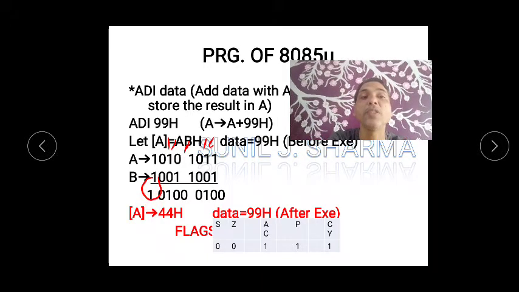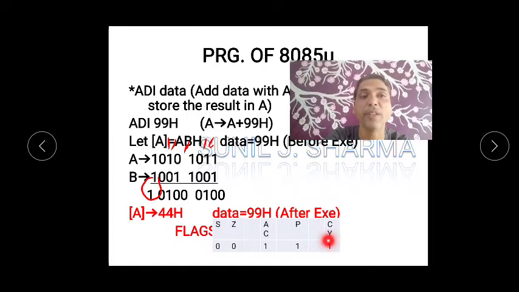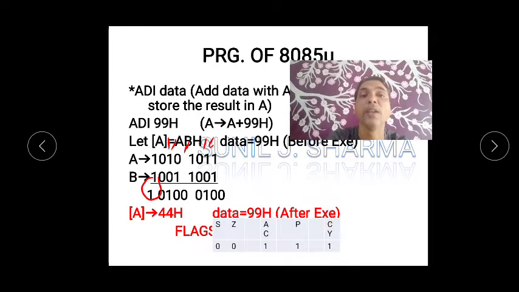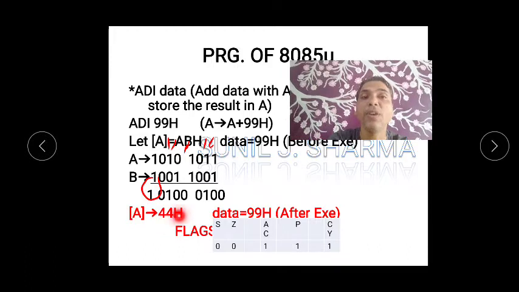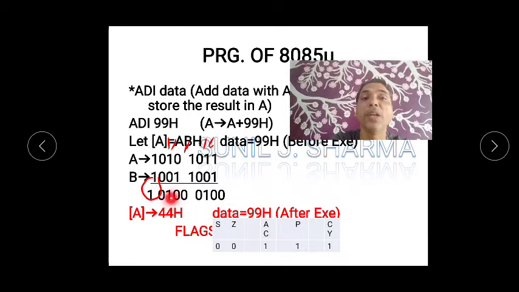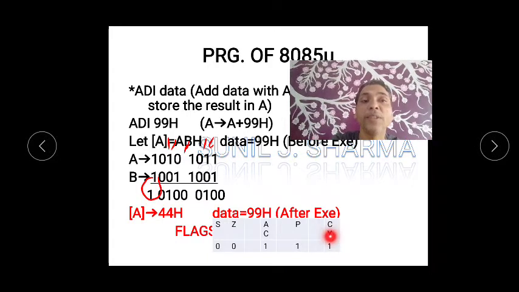Since the 9th bit is generated, can you see the carry flag is set to 1, and you don't have to consider that carry in the result, because we already have the provision to store the carry. The capacity of the accumulator is only 8 bits, so it will store only 8 bits. So your result is actually 144, but in the accumulator you can store 44 and carry will be showing you that 1. Okay, data is same, 99.